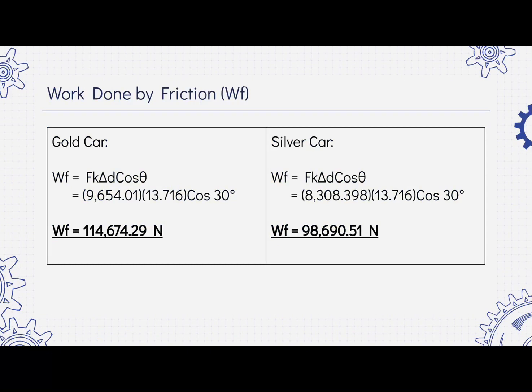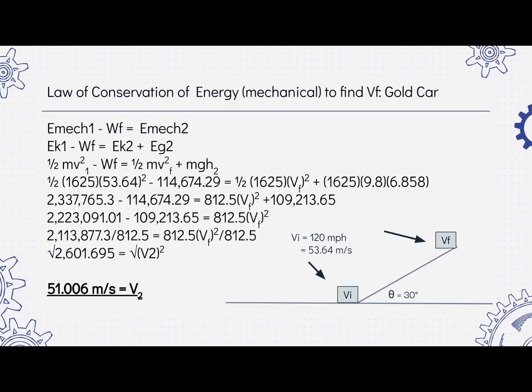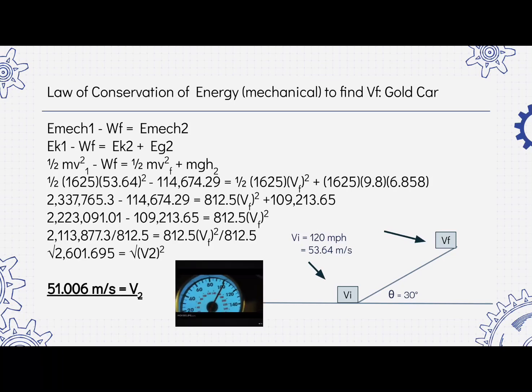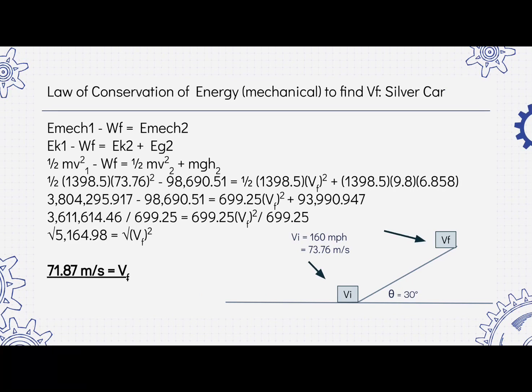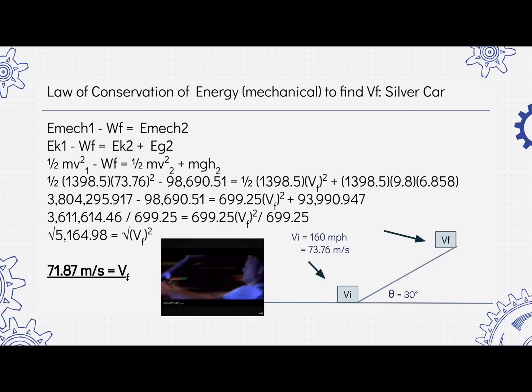Using the equation Wf equals Fk delta d cos theta, I was able to calculate the work done by friction on the gold car to be 114,674.29 newtons, and on the silver car it was 98,690.51 newtons. Using the mechanical energy equation, I calculated that the gold car's final velocity was about 51.006 meters per second, which I rounded to 51.01. This is the correct velocity compared to the initial velocity of 53.64 meters per second shown in the clip. Using the same equation, I calculated that the silver car's final velocity was 71.87 meters per second compared to its initial velocity of 73.76 meters per second, also shown in the clip.